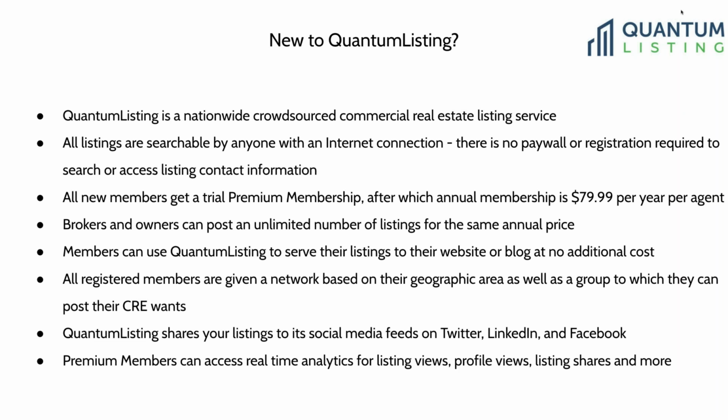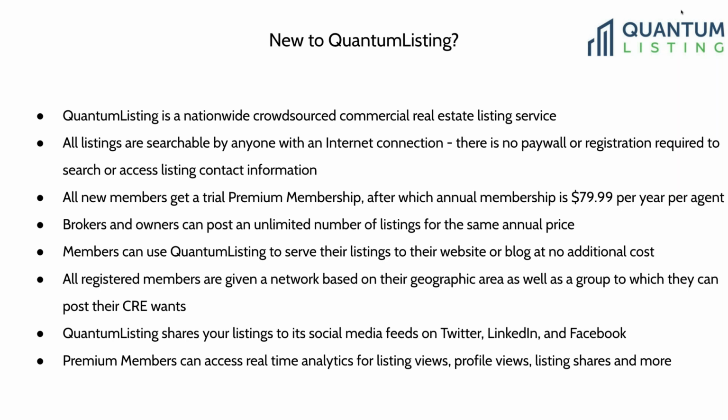Let's get going. So Quantum Listing, for those that do not know, is a nationwide crowdsourced commercial real estate listing service. All of our listings, it's actually all of your listings, are searchable by anyone with an internet connection. There's no paywall or registration to search or access our listings and their contact information. All new members get a trial premium membership, after which annual membership is $79.99 per year. There's also a 3-month option for $24.99 and a 1-month option for $9.99.